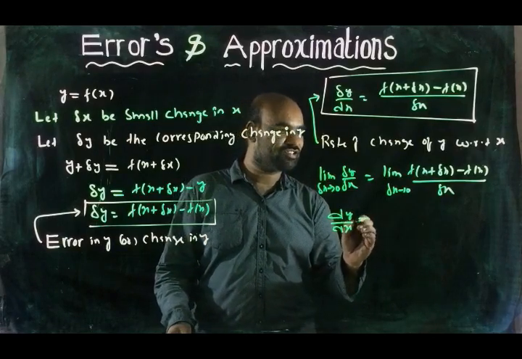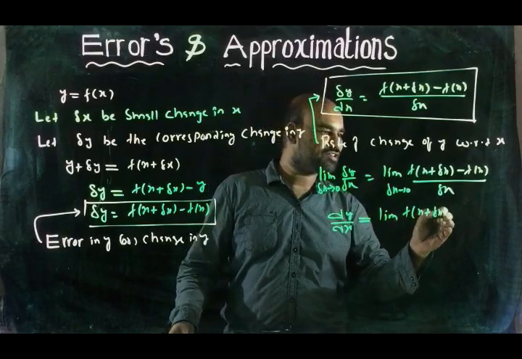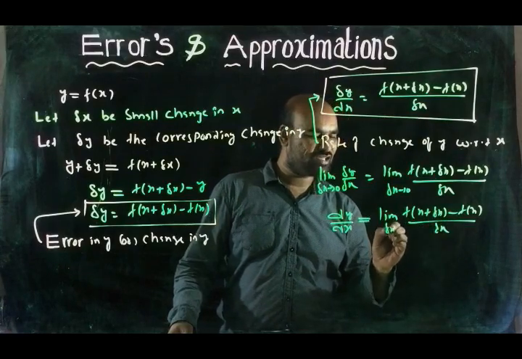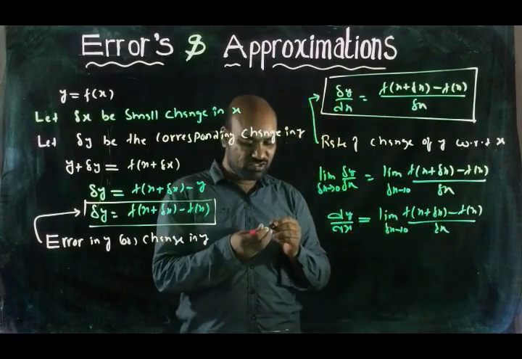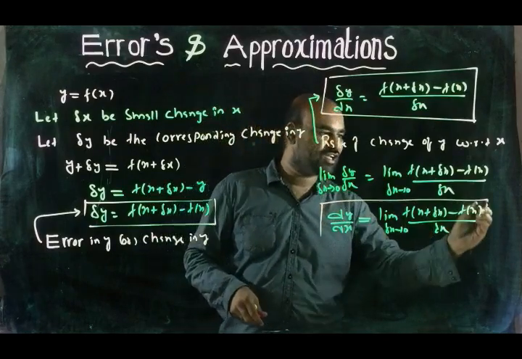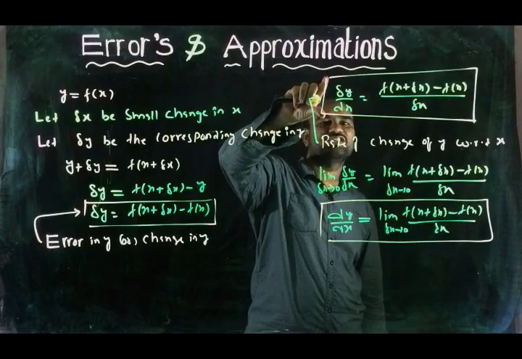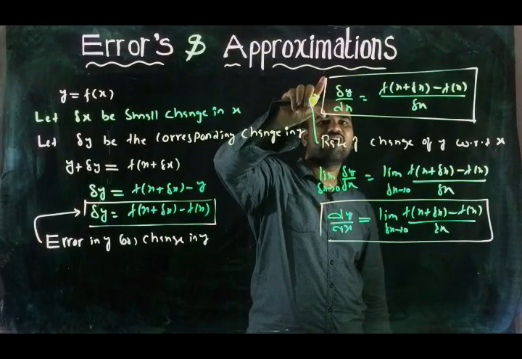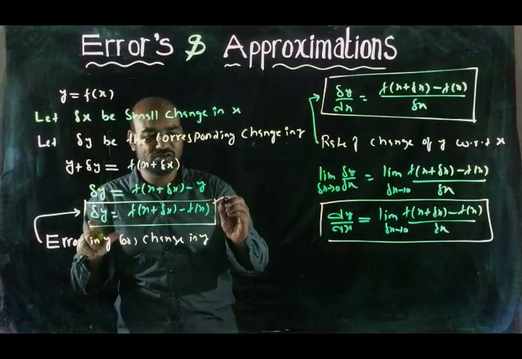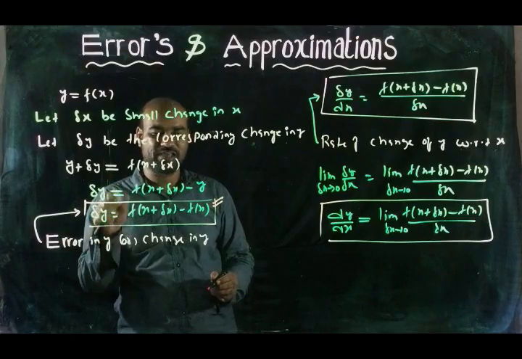dy by dx equal to the limiting value of f of x plus delta x minus f of x by delta x, where delta x tends to 0. By using this result, you can find the instantaneous rate of change of y with respect to x. By using this, you can find the average rate of change of y with respect to x. By using this formula, you can find the absolute change that happened in y.